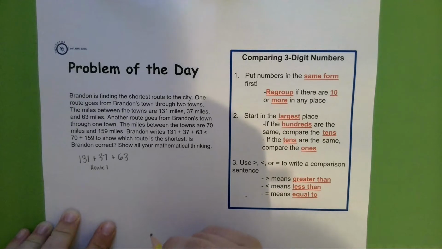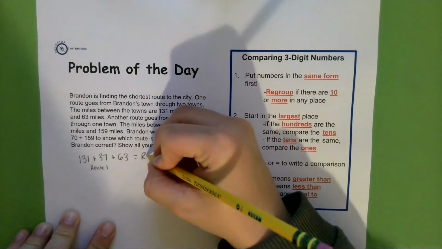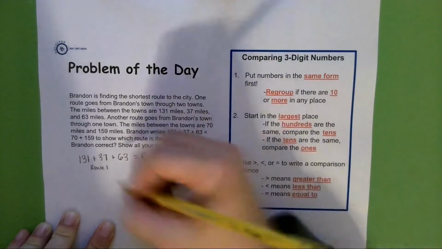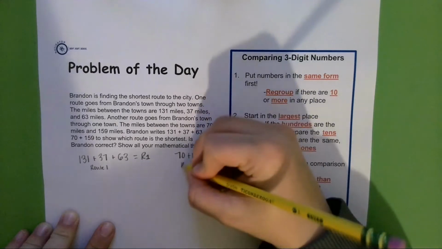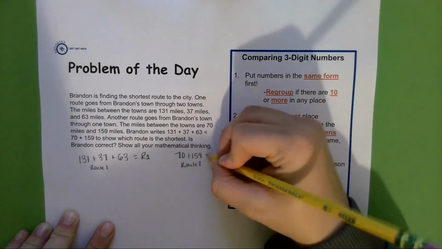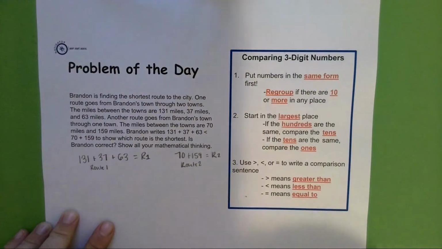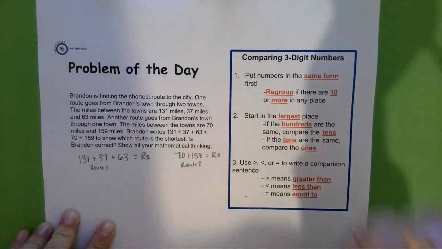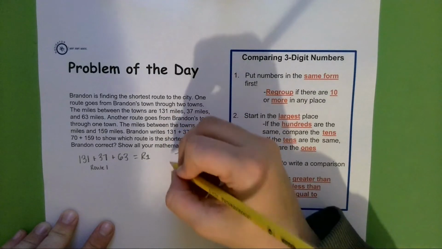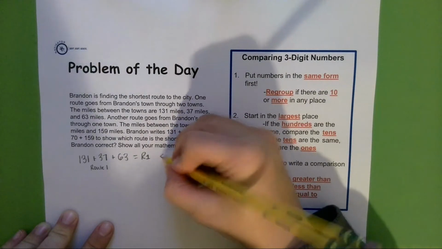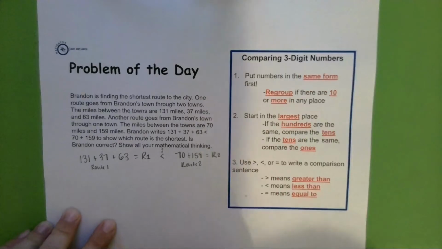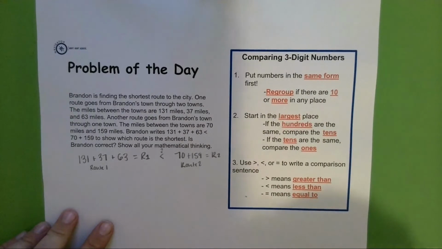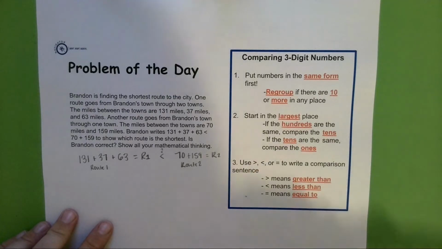Then I bet you wrote 70 plus 159 because that's the second route. Then you might have put a less than sign with a question mark over it because we're not sure if Brandon is correct and we don't know if the less than symbol is the right symbol to use to compare these two amounts. So first we had to represent the problem before we could compare.